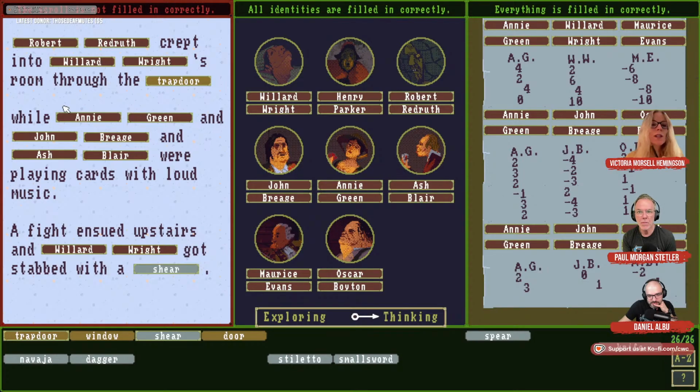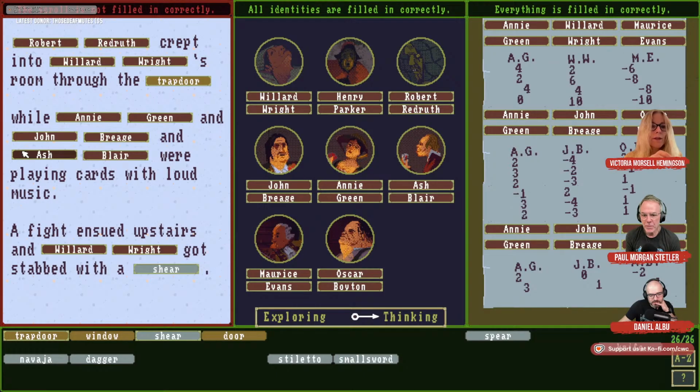Yeah. Well, my other question is, if Annie Green, John Breege, and Ash Blair are not in the right place, do they have to be in a specific order? I wouldn't think that would matter. Are you talking about the left side, the people at the table? It doesn't seem like it should matter. Yeah, it doesn't have to be in the order. If you're talking about the paragraph, then no.